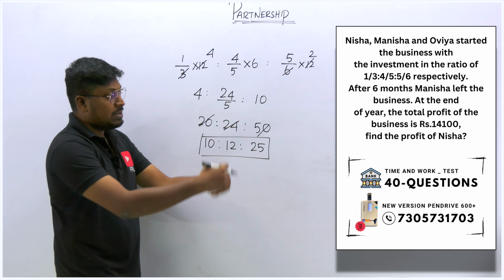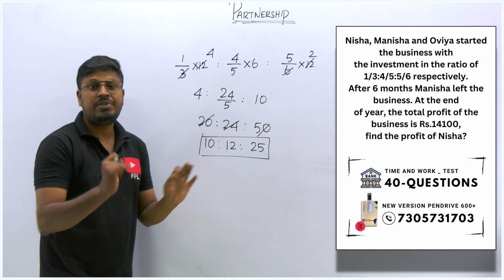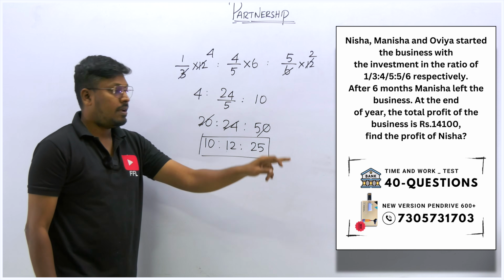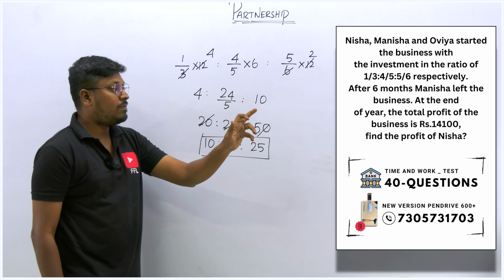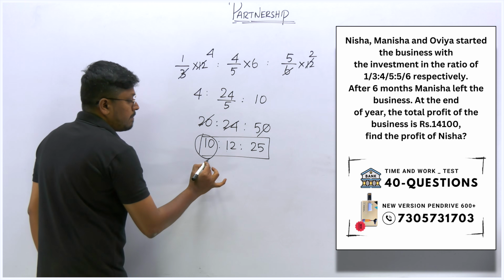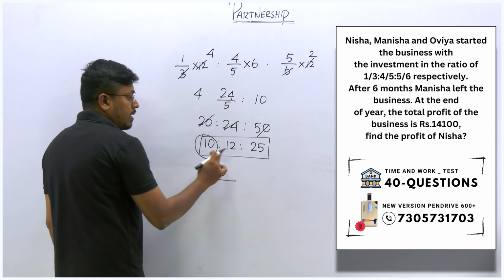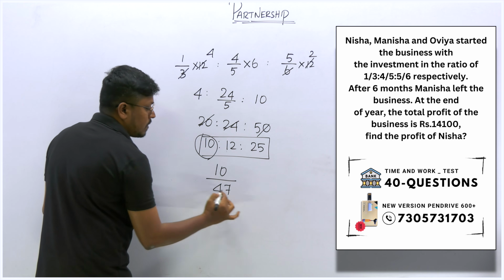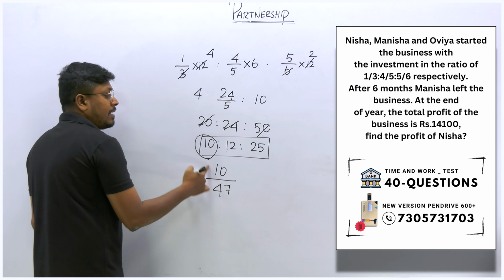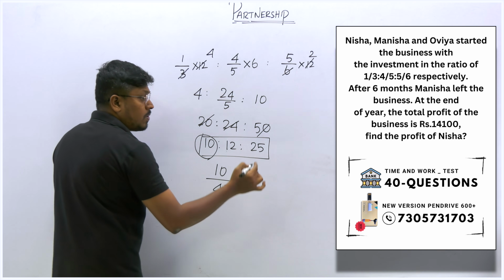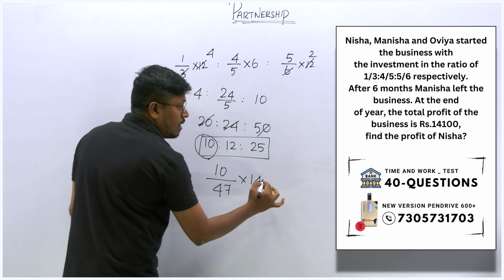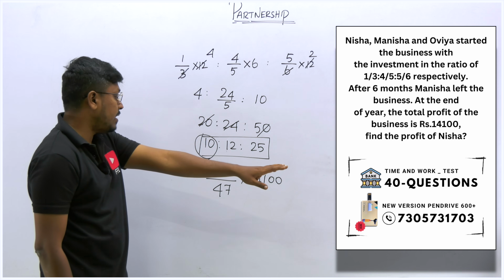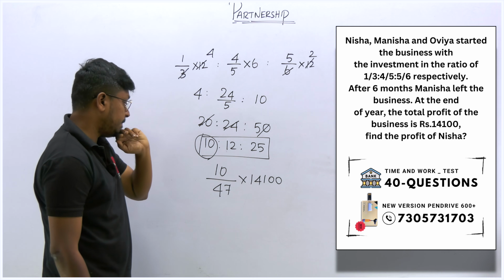So the given value was in terms of a fraction, and now we converted it into a proper ratio value. According to the question, the total profit of the business is 14,100, and our target is to find the profit of the first person, Nisha. Nisha's profit is 10 part of the investment, so 10 divided by the total. 10 plus 12 plus 25 is 47, so 47 is the total of all the 3 persons' investment. Out of that, 10 part of the investment is done by the first person, and the total profit is 14,100. Our target is to find the value for the first person, that is Nisha.